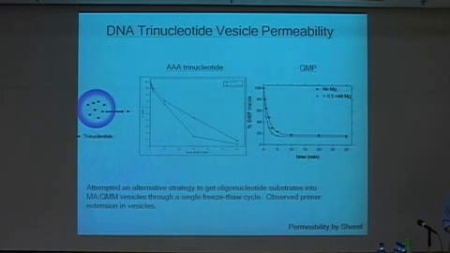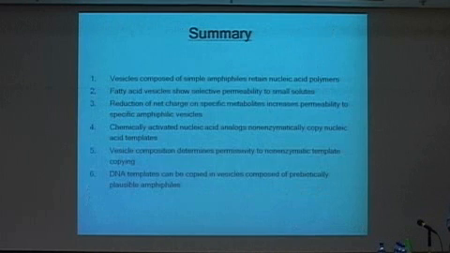The vesicles are permeable to oligonucleotides. The trinucleotide is actually the cutoff. Tetranucleotides are not permeable. This graph is just illustrating permeability of a trinucleotide in the presence and absence of magnesium, where in the presence of magnesium, there is increased permeability versus without magnesium. The right panel is showing GMP in a different format.